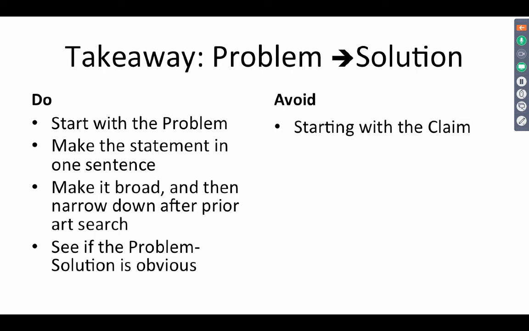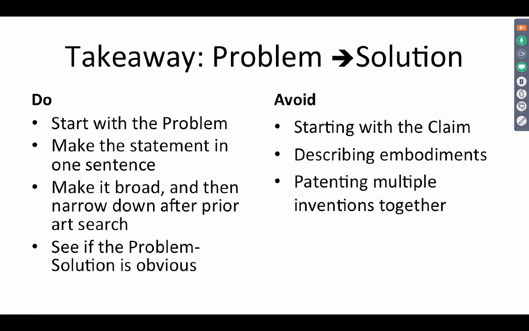What are the things that you will avoid? Don't start with the claim, though it's an approach which has been employed. It will be better for you to start with the problem and then come to a problem solution statement and then draft your claim. Avoid describing the embodiments, because that is what you will do if you start with the claim. And avoid patenting multiple inventions together, because if they are separate inventions, they should figure in a separate application.